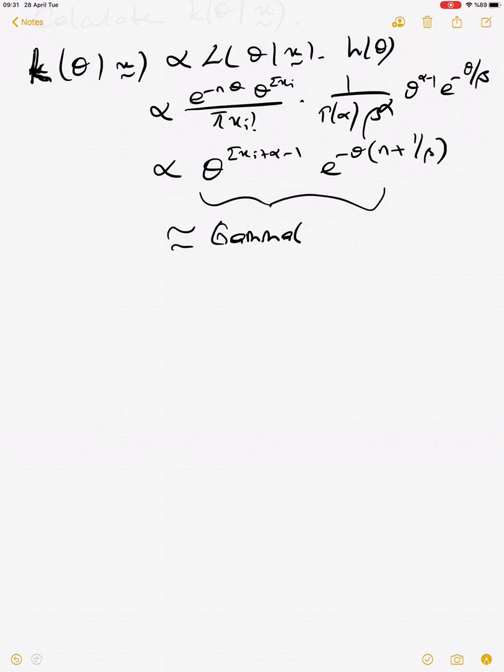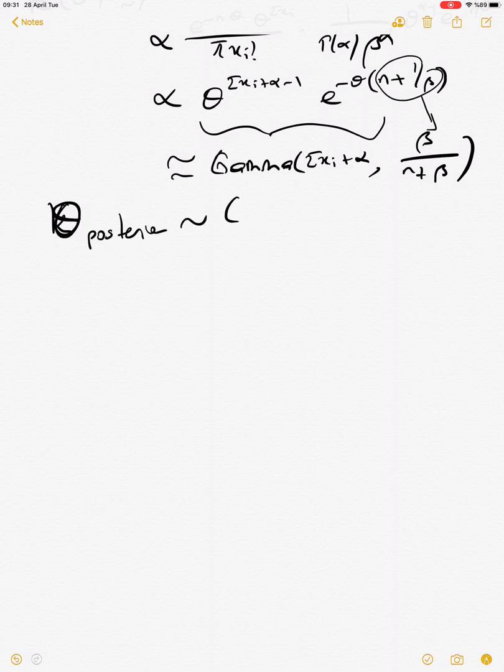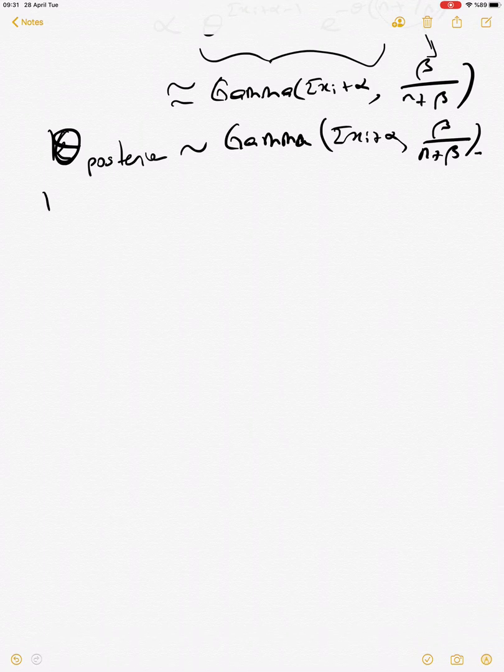Without calculating the denominator, we can get that our alpha is now this, and our beta is now m plus beta. I just write it this way. Then we can say that the posterior PDF is gamma, and the beta scale parameter as this one. Then our decision rule.